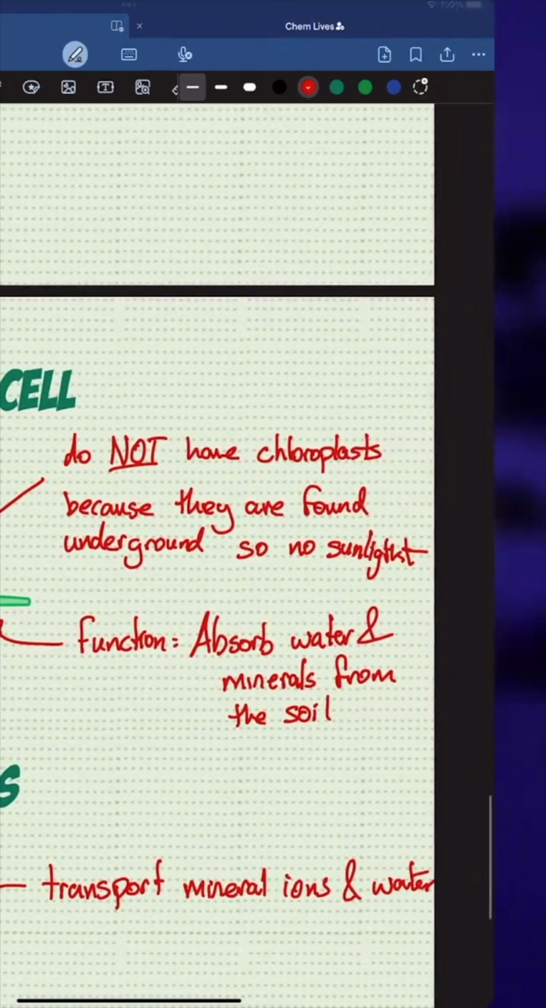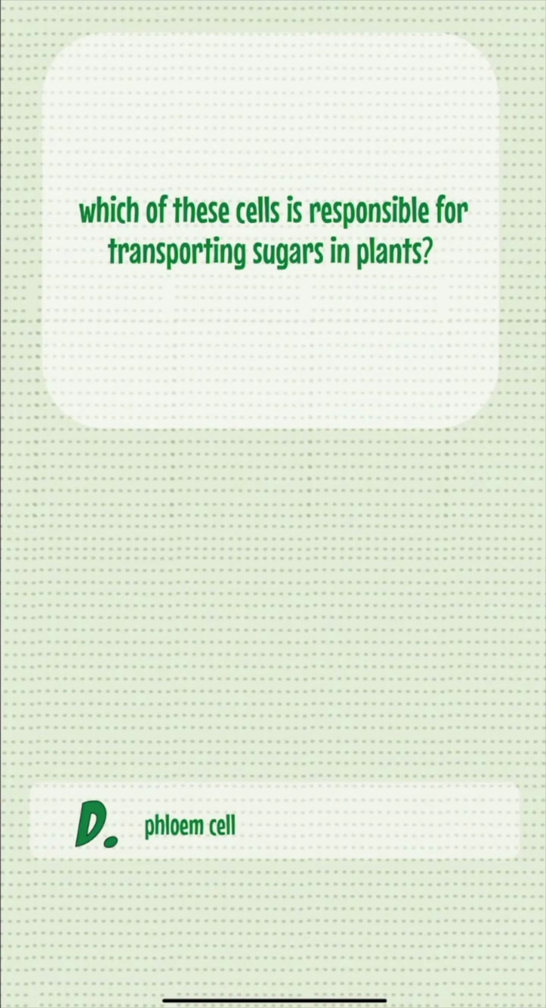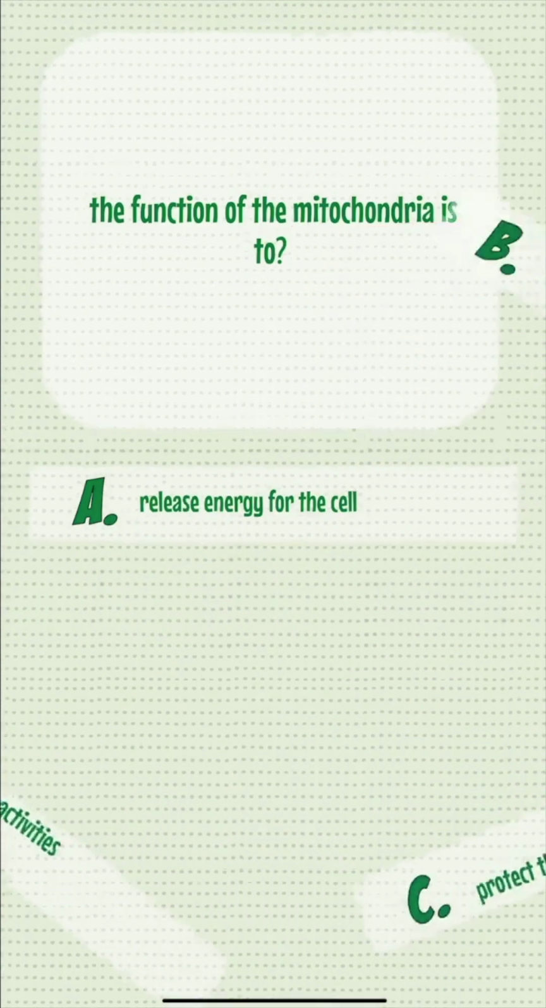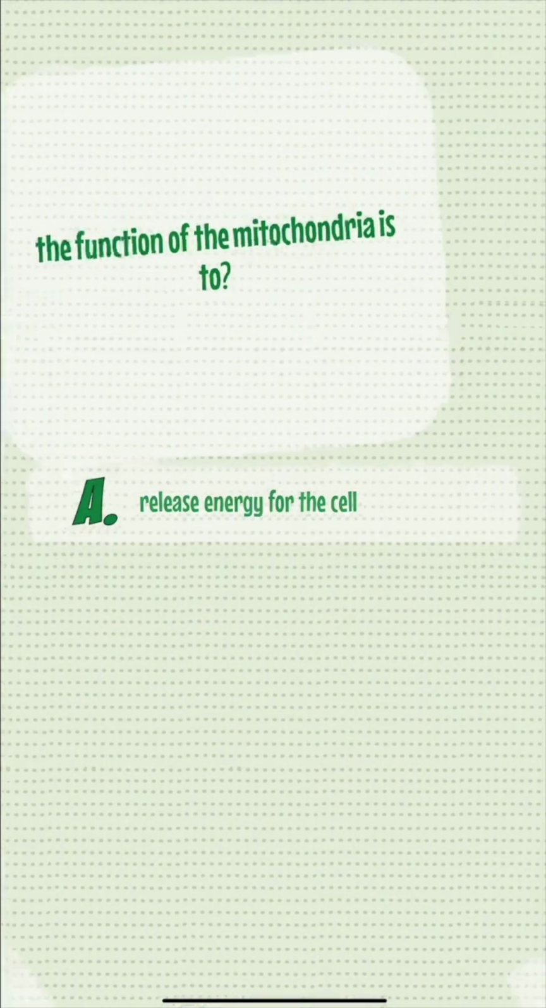Okay, back to the questions. Next up, what is the function of the mitochondria? We've said this already, so I'm hoping everyone knows this. Remember what we said? We said mitochondria was all to do with aerobic respiration. Yes, everyone's getting it right. A is the correct answer. Releases energy for the cell by aerobic respiration.